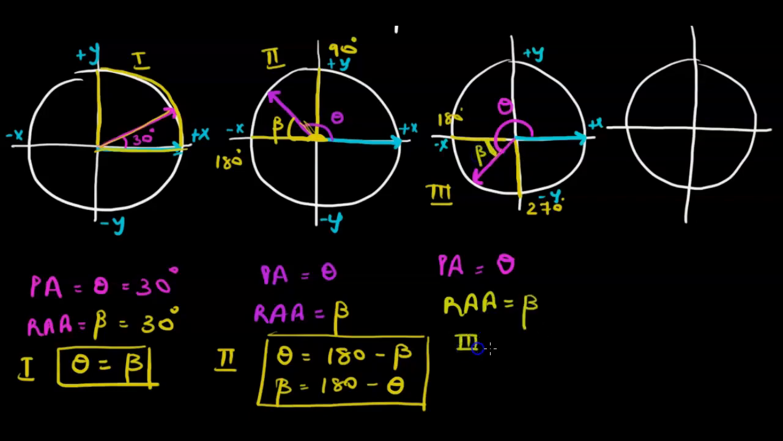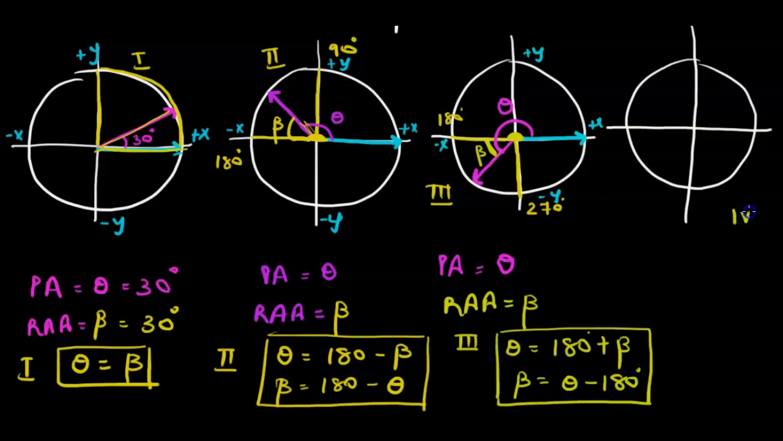Therefore, for the third quadrant, the conclusion is, because we know this part is 180 degrees, when we add beta to 180 degrees, we will be able to get theta. So we would write down theta is equal to 180 degrees plus beta. So this part plus beta will give us theta. And if we want to find out beta value, all we have to do is isolate beta. So 180 degrees moves to the other side and becomes theta minus 180 degrees.